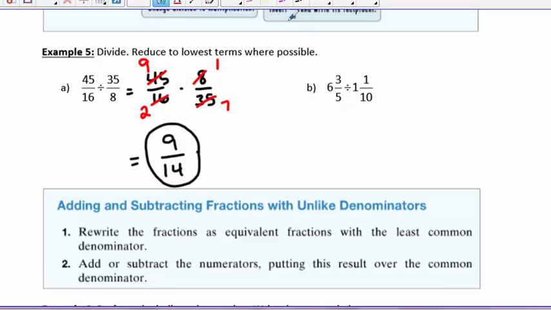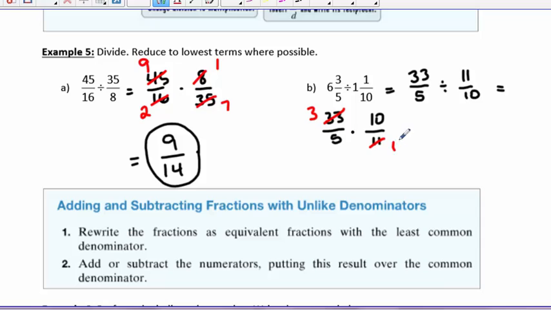Right? Again, you cannot multiply or divide a mixed number. These must be turned into improper fractions. So, my improper fractions will be 30 plus 3 is 33/5 divided by 1 times 10 is 10 plus 1 is 11/10. Then change that division into a multiplication. So 33/5 times the reciprocal times 10/11. Let's reduce. 11 goes into 33 3 times and into 11 once. 5 goes into 5 once and into 10 twice. So the answer to this is 6/1 or 6.